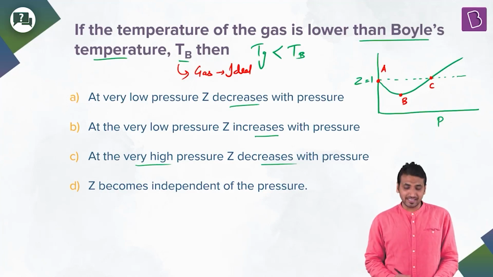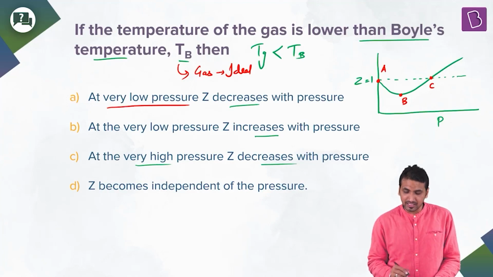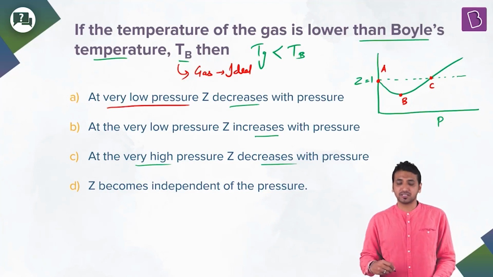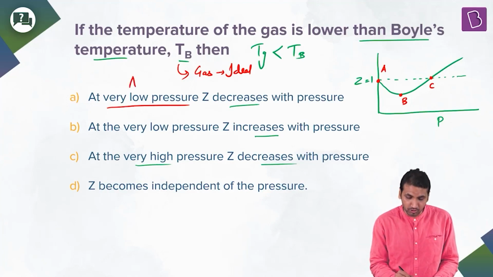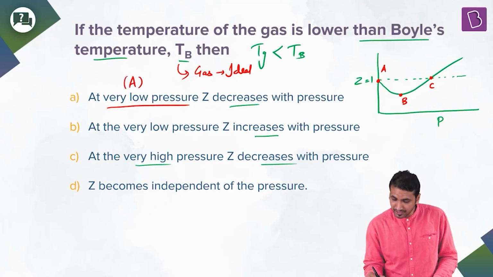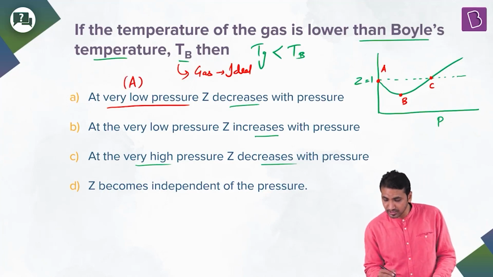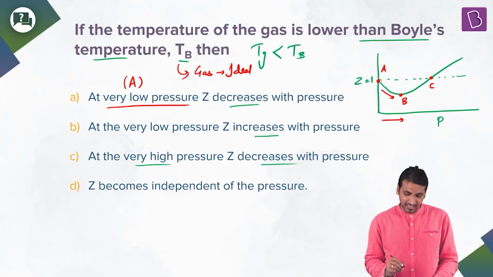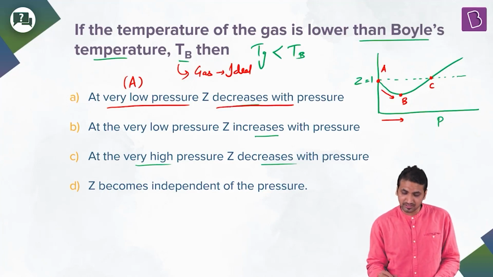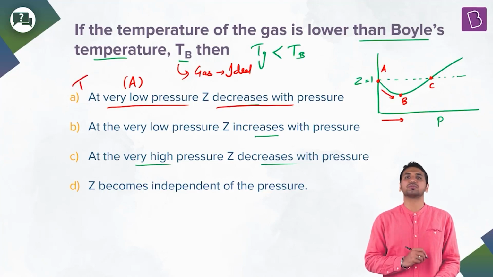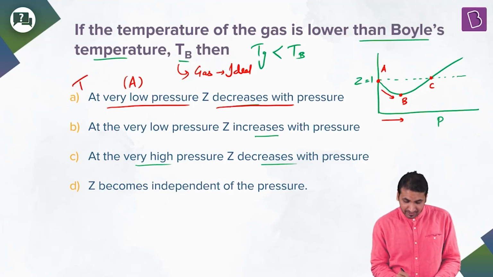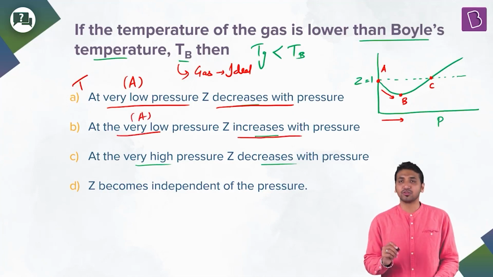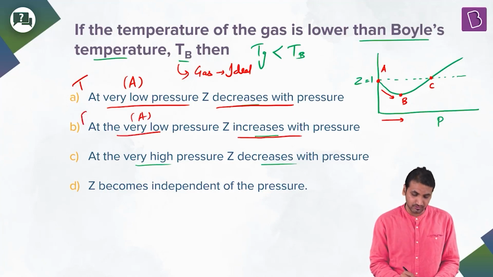Option A says at very low pressure, Z decreases with pressure. At very low pressure, that means we are talking about point A. If you are at point A and you are gradually increasing the pressure, you can observe that Z is decreasing. And the option says Z decreases with pressure. That means this option is true. Look at option B. At very low pressure, again we are talking about point A. Z increases with pressure? No. Z is decreasing. Incorrect. False.